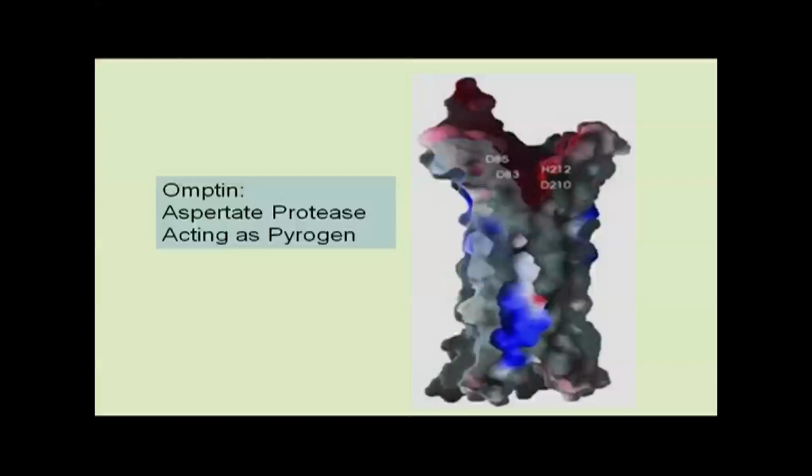Now, when I was telling you about the different parts of this gram negative bacterial cell wall, I was telling you about the O-antigen. I was telling that the O-antigen is acting as an endotoxin. At the same time, it is producing a barrel-like protein called omptin, and this omptin is helping as an aspartate protease. It may also act as a pyrogen, inducing fever or infection in the host organism.